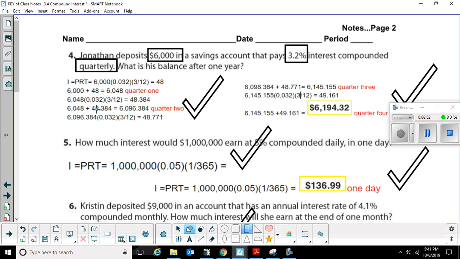All right, here's my rate. Here, this is my time compounded quarterly.